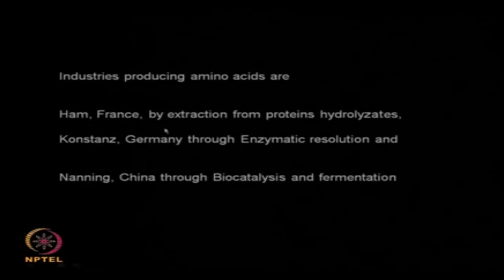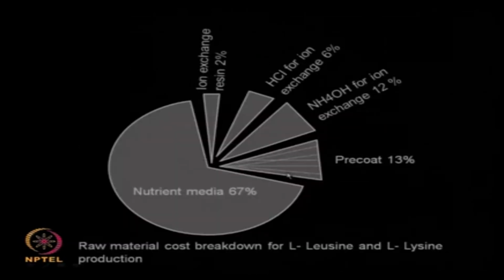Industries which produce these amino acids, companies in France, companies in Germany, companies in China, some of them are using a protein extraction method, some of them using enzymatic resolution, some of them using biocatalysis and fermentation product. So this is a picture which tells you the raw material cost breakdown for the manufacture of L-leucine and L-lysine. So 67% of the cost is because of the nutrient media. So you can focus on optimizing the nutrient media.